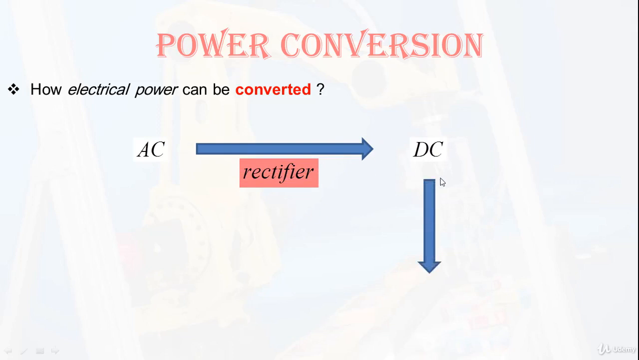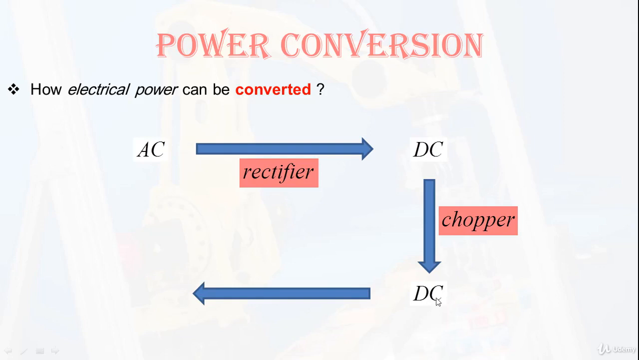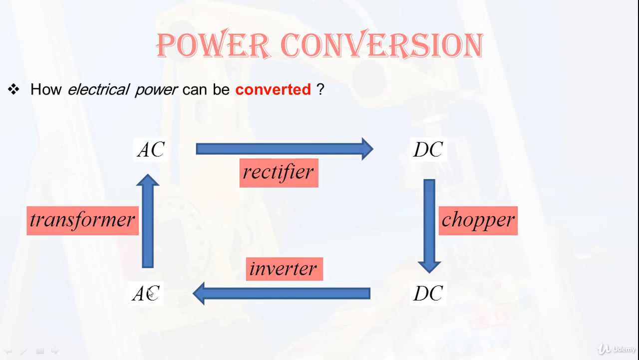And if we want to convert from a DC source to another DC source, from one DC level to another DC level, we will use a Chopper circuit. If we want to return from DC to AC, we will use an inverter, a device which consists of electronic circuits. And if we need to complete this cycle and convert from one AC level to another AC level, we will use a transformer.